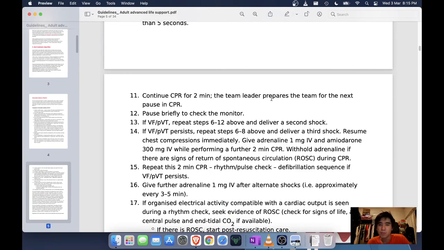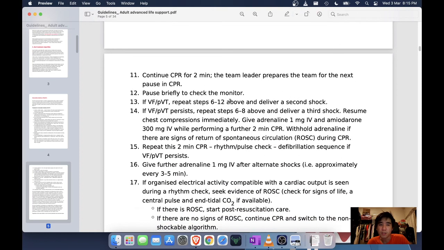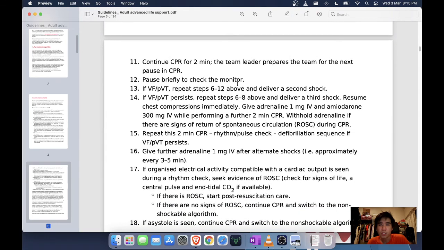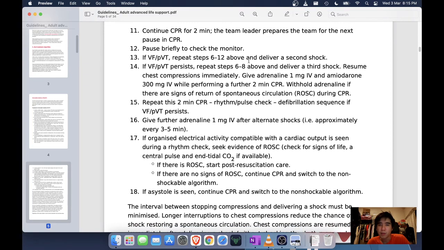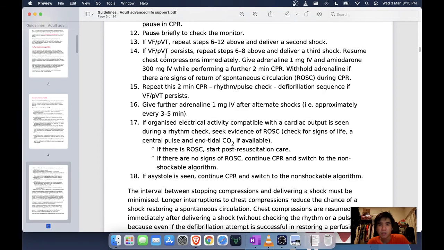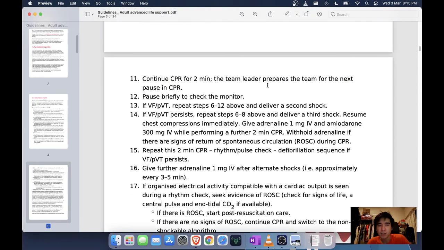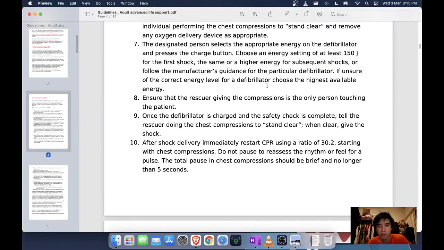The team leader prepares the team for the next pause in CPR. Pause briefly to check the monitor. If VF or pulseless VTAC, repeat steps 6 to 12 above and deliver a second shock. If VF or pulseless VT persists, repeat steps 6 to 8 above and deliver a third shock.